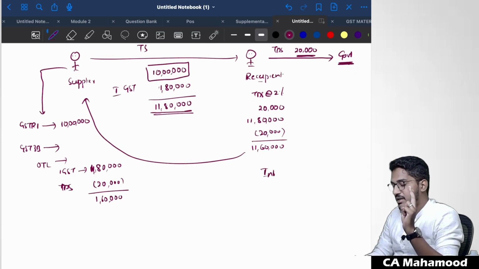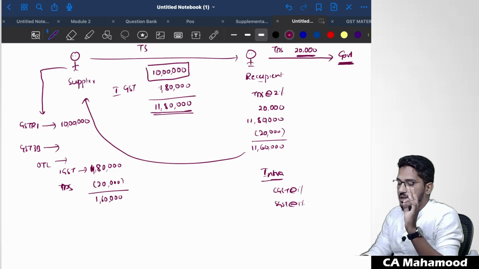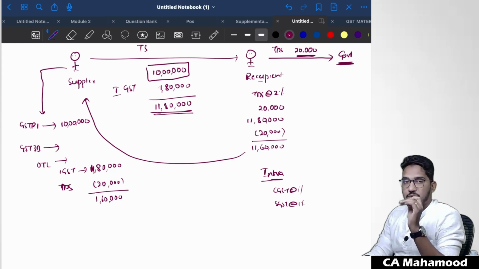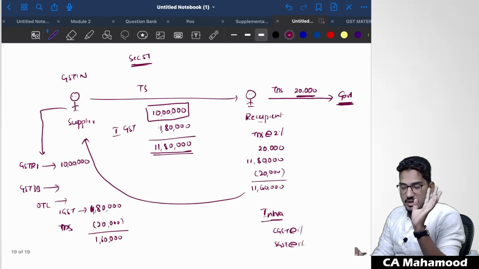If it is an intra-state supply, then CGST at the rate of 1% and SGST at the rate of 1%, effectively 2% of the amount will be deducted and paid to the government. And the supplier can claim that TDS amount as credit from his output tax liability, and only the balance needs to be paid. This entire mechanism, we call it the TDS mechanism.